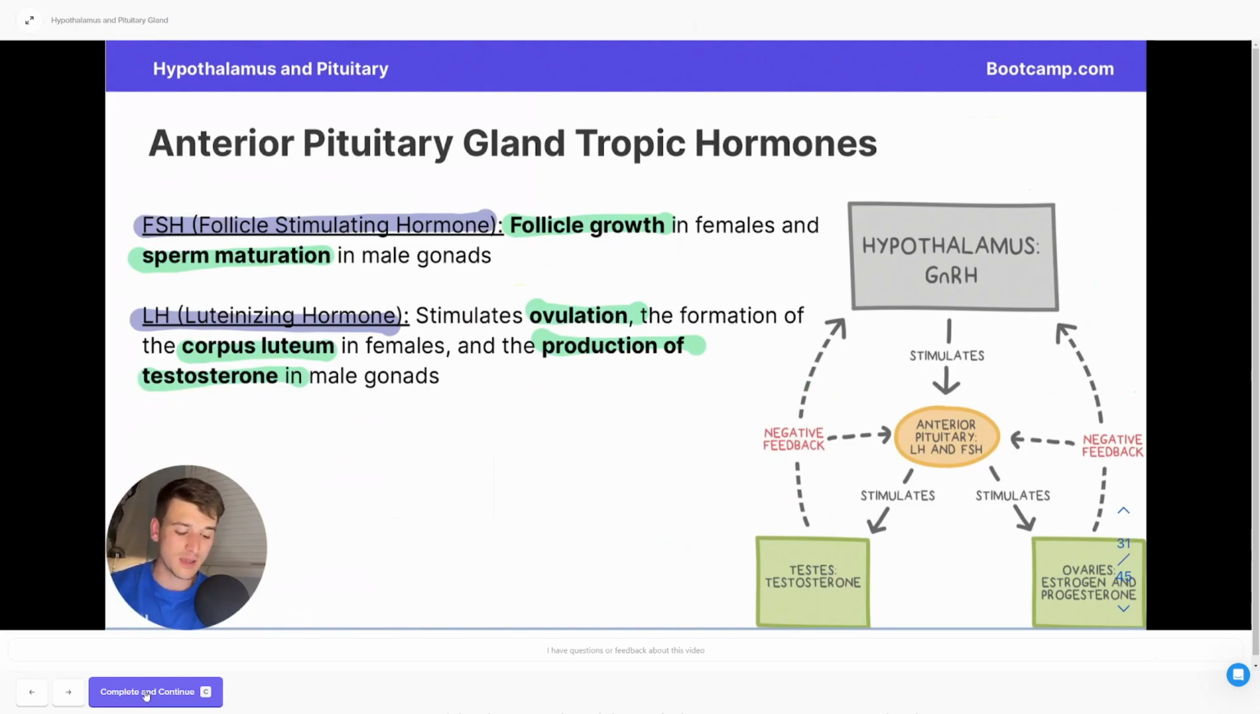And in the visual example down below, you can see how these tropic hormones are really pushing for the release of other hormones rather than going ahead and causing these effects themselves. Here in the middle, we have the anterior pituitary releasing luteinizing hormone and follicle stimulating hormone. On the left, we have a very simplified pathway for males where we're targeting the testes and the release of a different hormone, testosterone. And on the right, we have an equally simplified pathway for females where we're targeting the ovaries and the release of estrogen and progesterone.